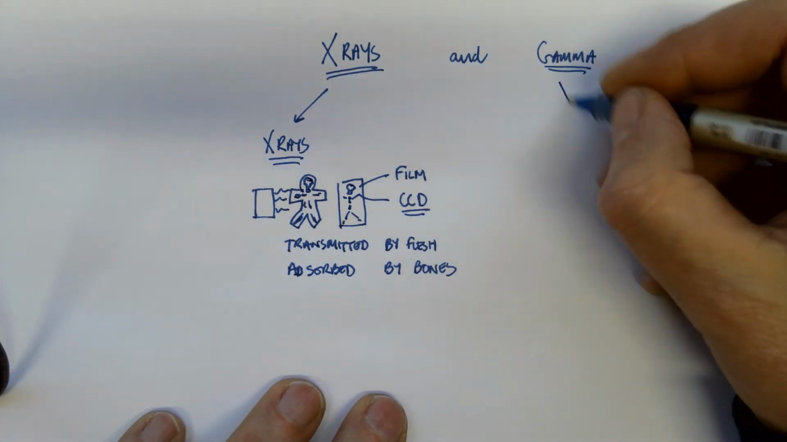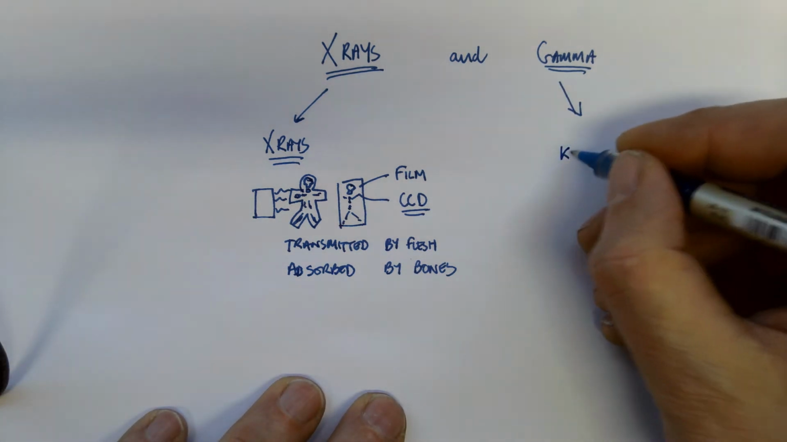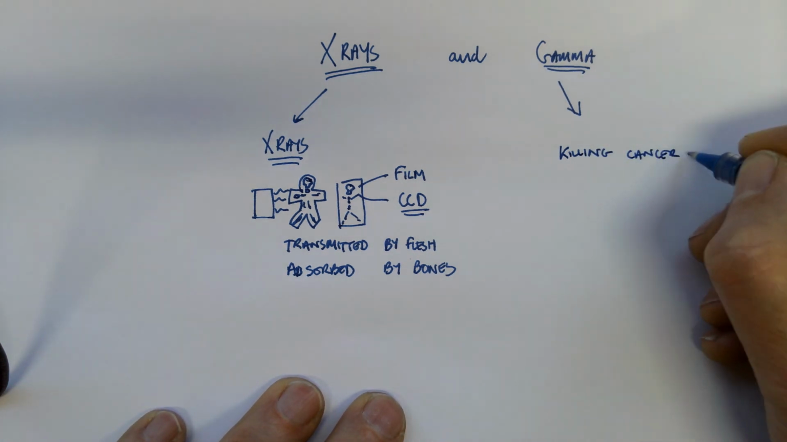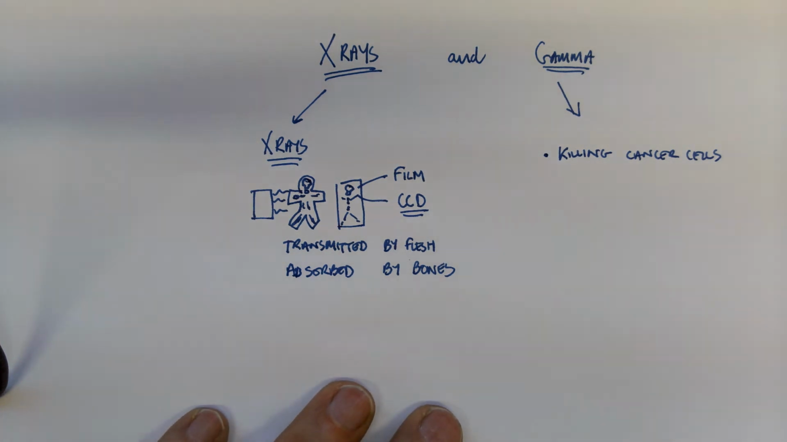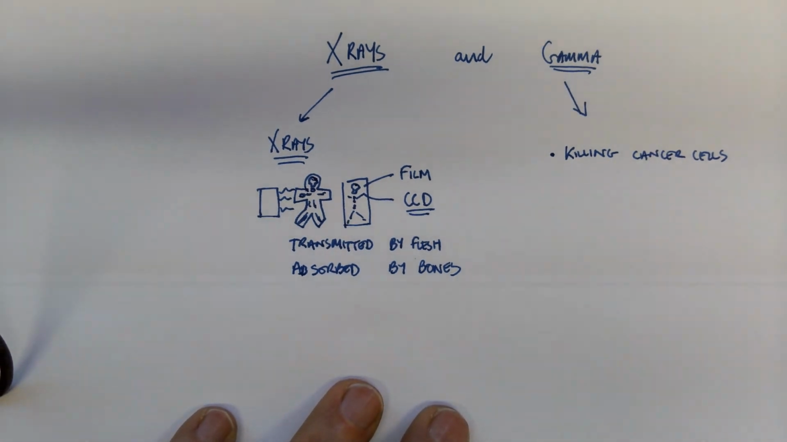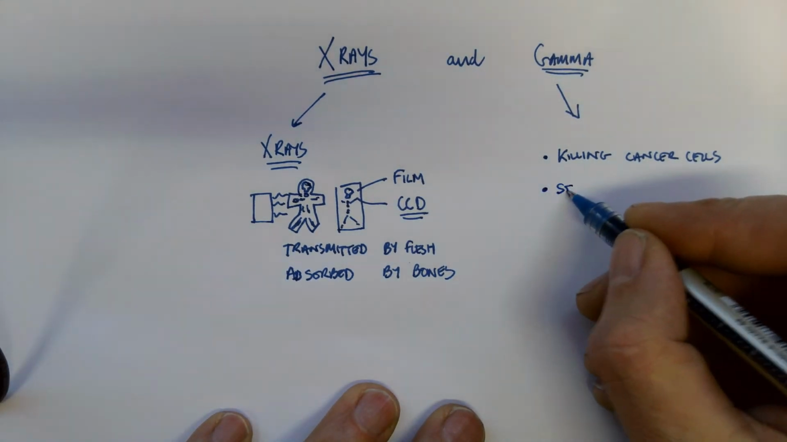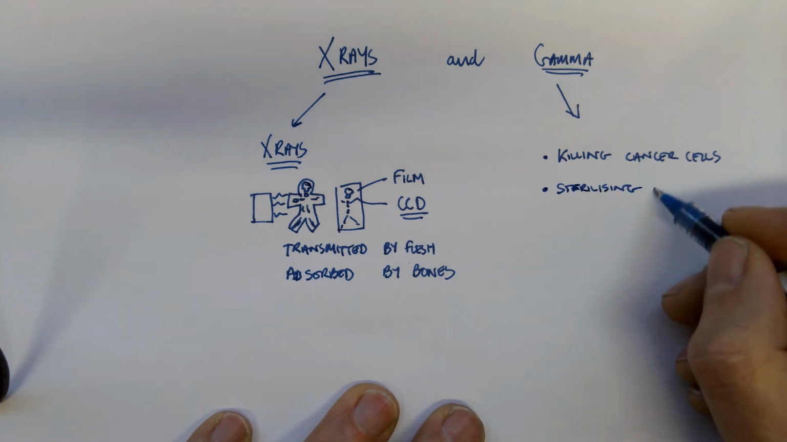Gamma rays, which basically come from changes in the nucleus like we talked about in the previous topic, are used for two main reasons. One, killing cancer cells. Now you have to be very careful there, because we've already said that because they're ionizing, they can actually lead to cancer, so you have to be very careful with the dose that you receive. Or they could be used for sterilizing medical equipment.